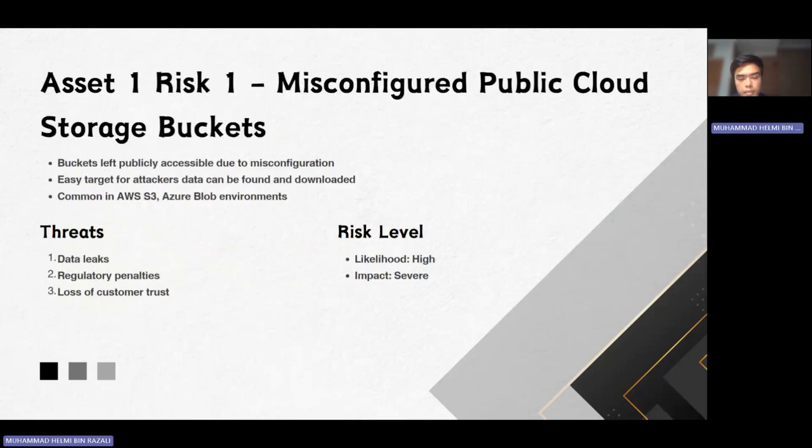So I'll start with asset one, risk one, which is misconfigured public cloud storage buckets. This happens usually when cloud storage, for example AWS S3 or Azure Blob, is left publicly accessible by mistake. It makes it extremely easy for attackers to find and download sensitive data. The risk level here is high likelihood with severe impact. The main threats are data leaks, regulatory penalties, and losing customer trust.